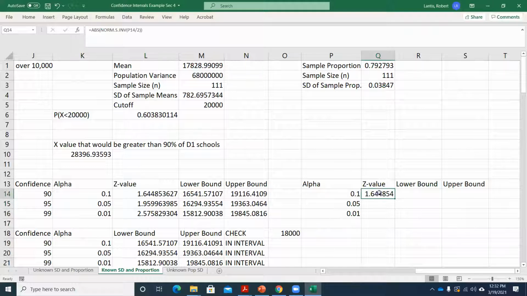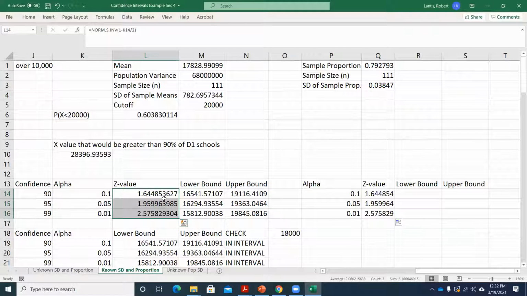Then I can just copy this down because my cell reference will update to the new alpha, so I can get the z-scores I need to build my 90, 95, and 99% confidence intervals. Remember, they corresponded to these levels of confidence over here. Notice these are the exact same z-scores I found when I was building confidence intervals for the sample mean on Wednesday.